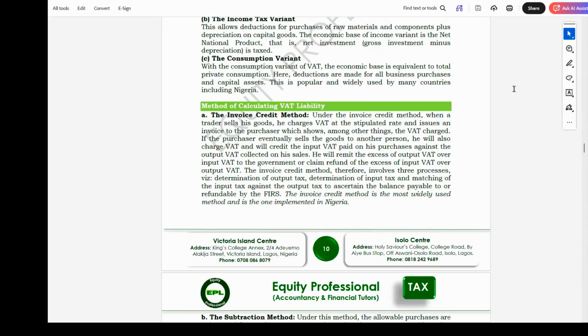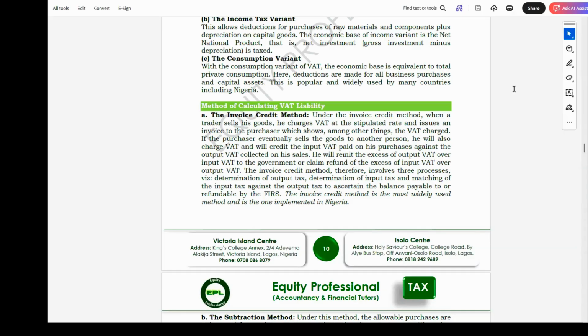In our last class, we started with value-added tax, which we are still going to continue. I told us that value-added tax is a tax on consumption. It is a form of indirect tax that is charged on goods and services at various stages from production to distribution of the goods and services. We also talked about various aspects relating to value-added tax.